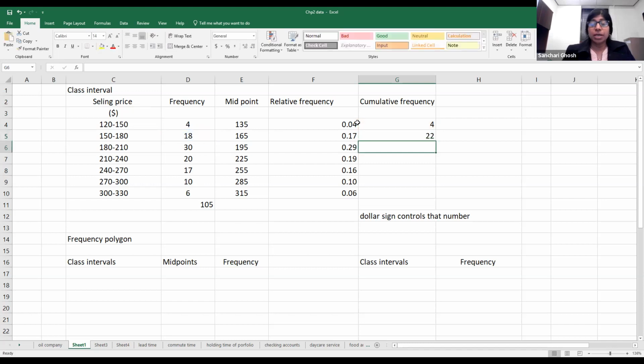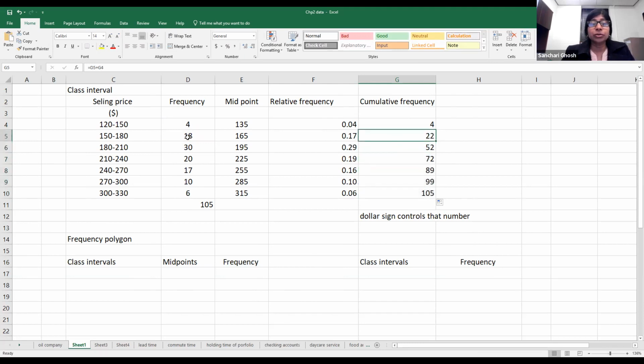It's 4. In the next one, put this plus 30. Okay. If you continue like these, the click and drag should give you the whole cumulative frequency. Why is this important to know?